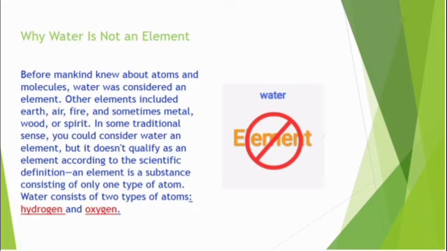scientific definition. An element is a substance consisting of only one type of atom. Water consists of two types of atom, hydrogen and oxygen.